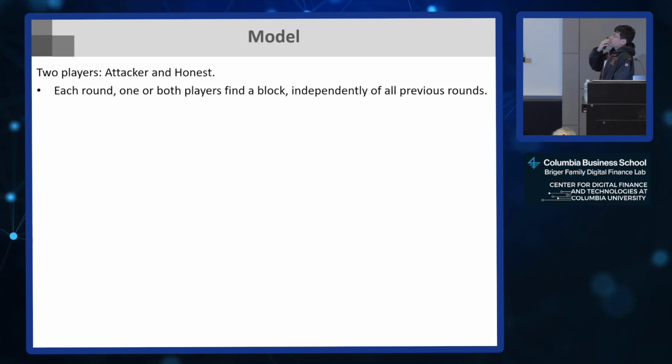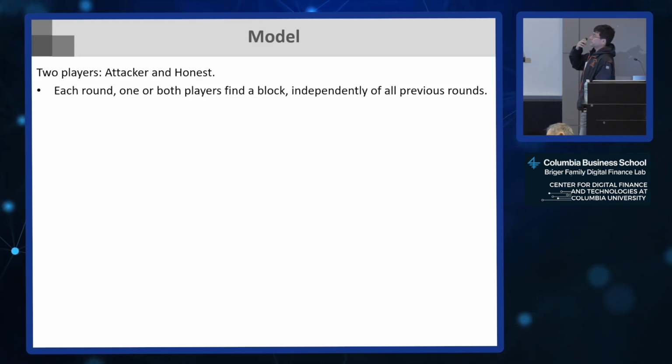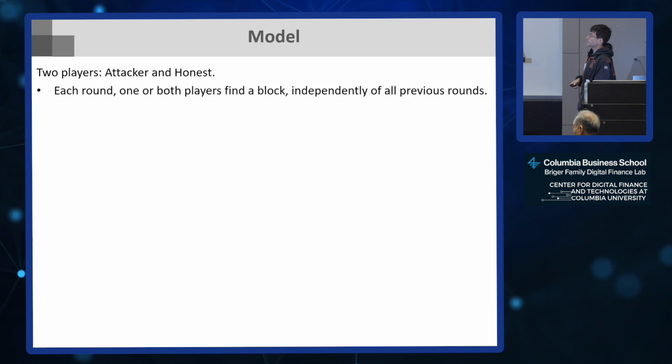So here's what we consider. There are two players. One of them is the attacker, who is going to try to selfish mine. The other one is honest, just following the longest chain protocol. In each round, either one or both players finds a block, independent of everything that happened previously. This is what would happen with natural latency.